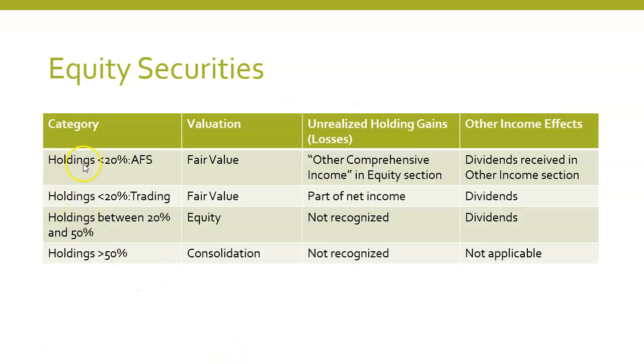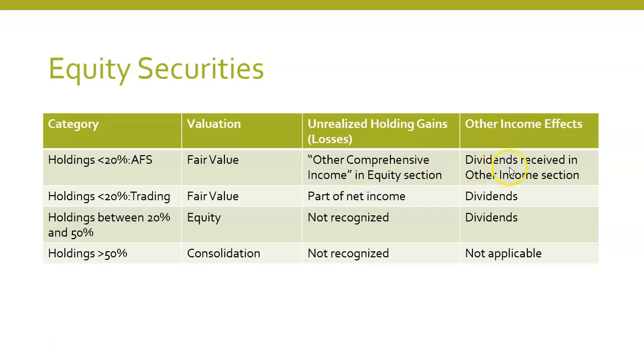Okay, so here we have some holdings that are less than 20% that are available for sale, and some holdings that are less than 20% that are trading securities. Both of those, we're going to use the fair value method. For available for sale, just like we talked about before, any holding gains or losses go in the other comprehensive section in equity. If it is trading and we have less than 20%, then any holding gains or losses will be part of net income and go on the income statement.